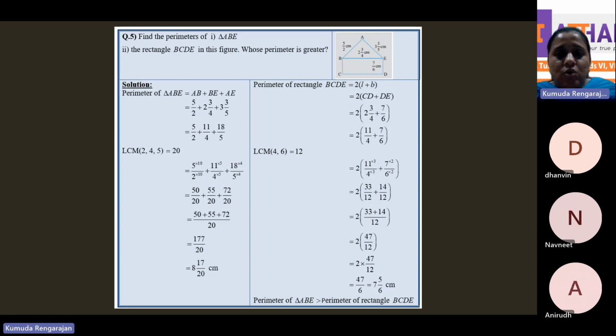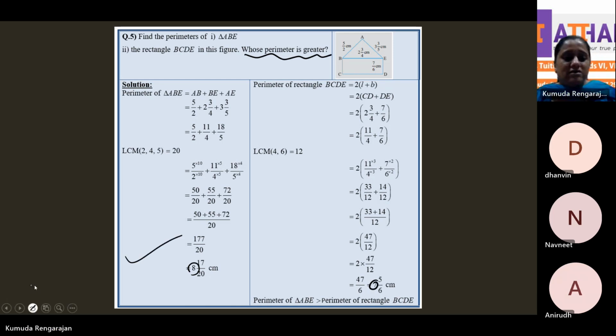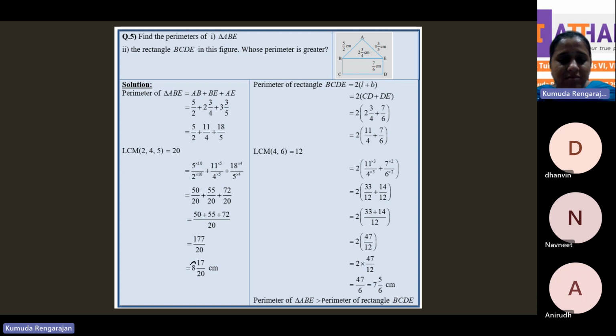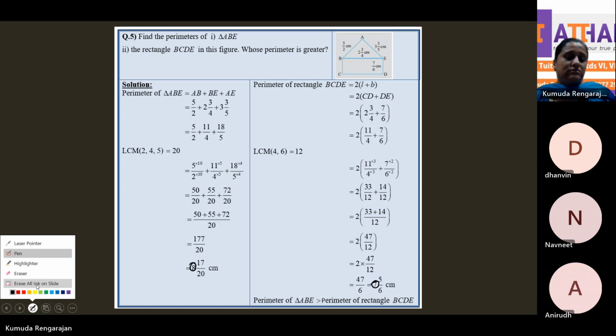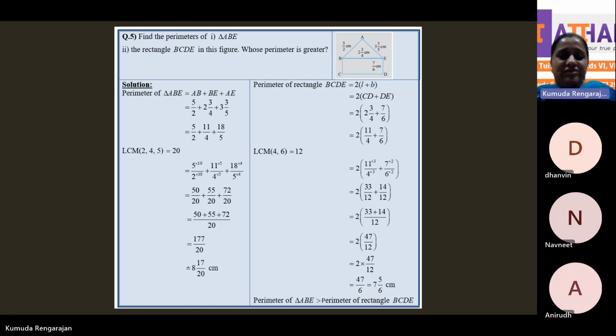Now the question is whose perimeter is greater? This one is 8, this one is 7. So this one is greater. See, here the whole number part is 8, here the whole number part is 7. So which is greater? This one has a greater perimeter. Yes or no?